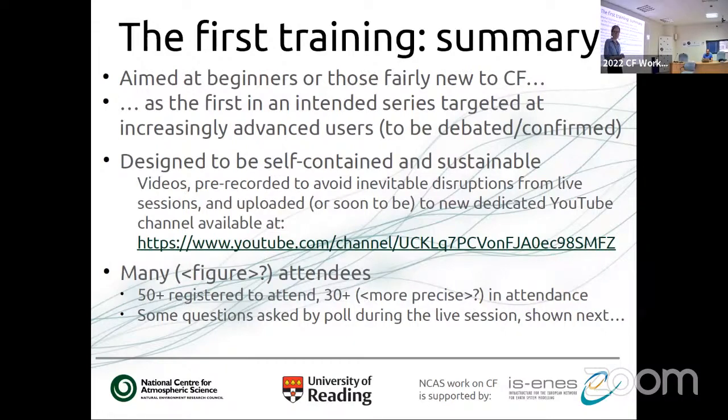So the training here was designed to be self-contained and sustainable. I mean that in the sense of 3-hour-long sessions, and we wanted to cover a whole range of aspects without missing anything important. And sustainable in the sense that we've actually got some recordings that were made separately, because we realized that live sessions can be a bit disruptive. There could be various things popping up and questions, and so on.